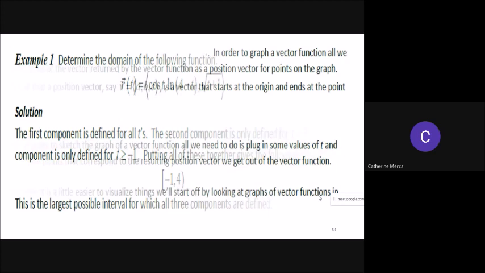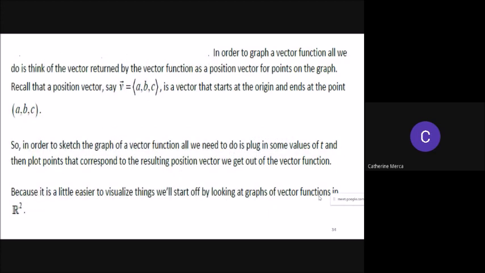Asa na yung iba? So in order to graph a vector function, all we do is to think of the vector returned by the vector function as a position vector for points on the graph. So you have a position vector with components a, b, c. It's a vector that starts at the origin and ends at this point. You remember that, no? As your position vector.